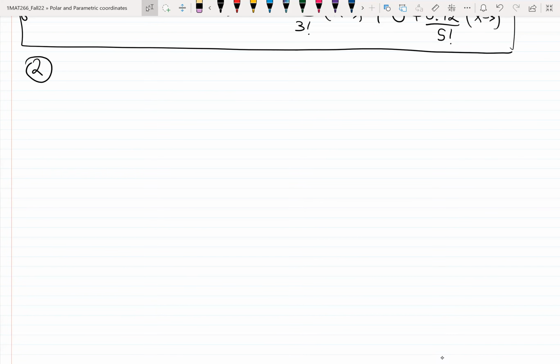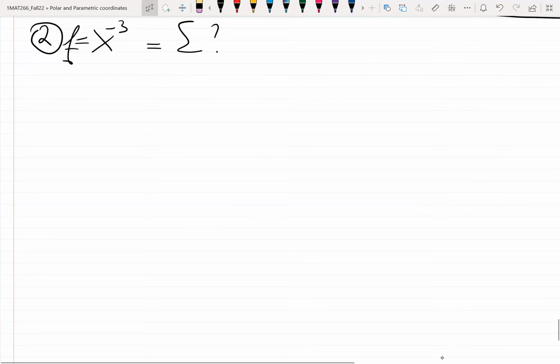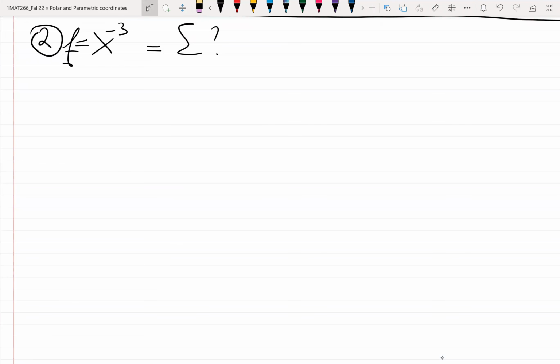So let's practice quickly. I can see in front of me, find the series for x to the minus 3. f equals. So what series will it have, right? We don't see it in a table, even though actually there is one in the table, but okay. We don't see it in a table, so let's build it from scratch.